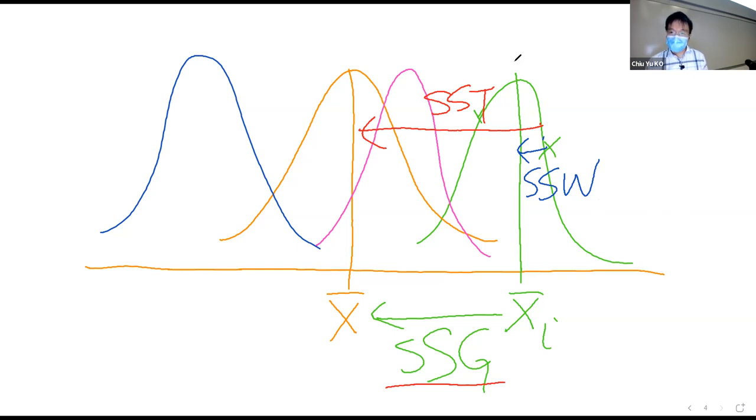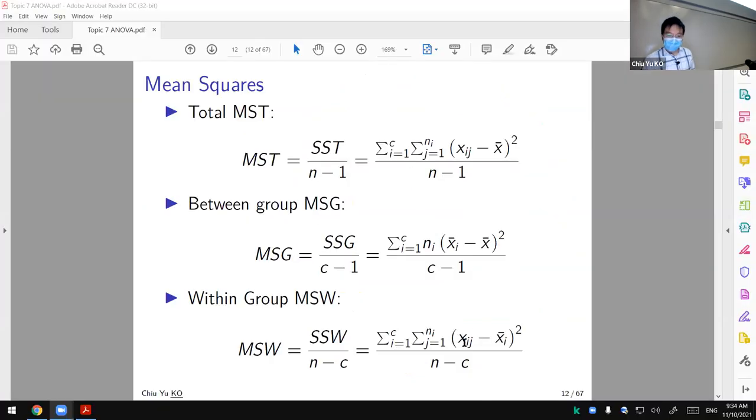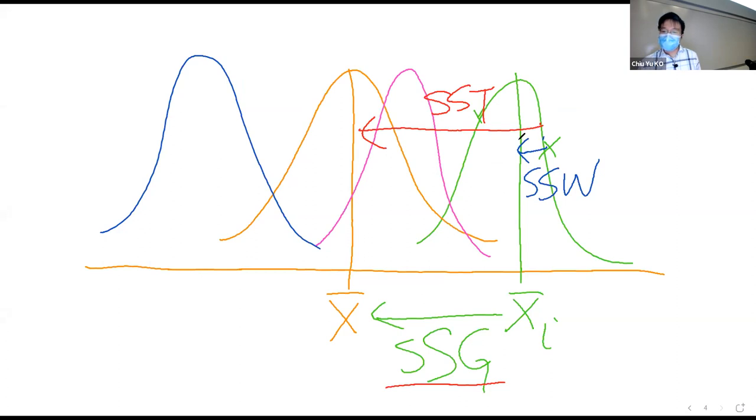And go back to here. Okay. This is actually talking about how each... We've got SSW is this one, right? Is this one, right? So within each group, you have here.